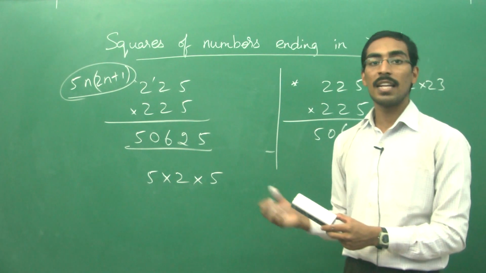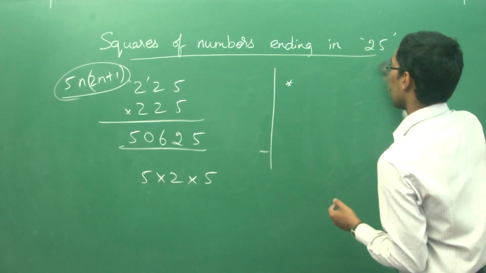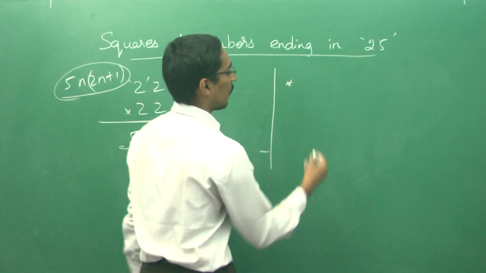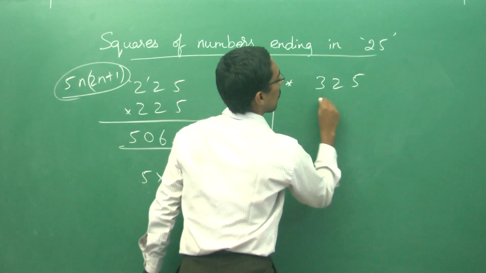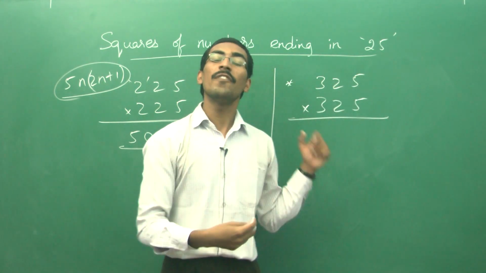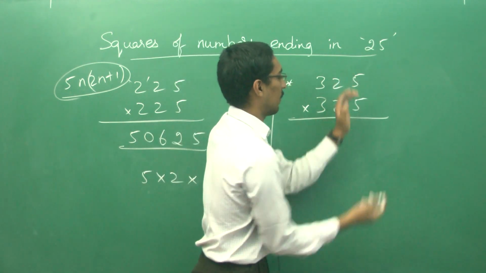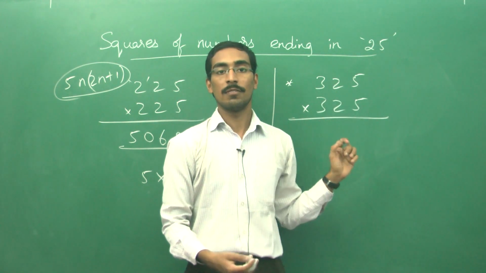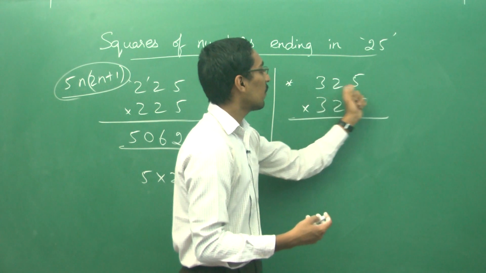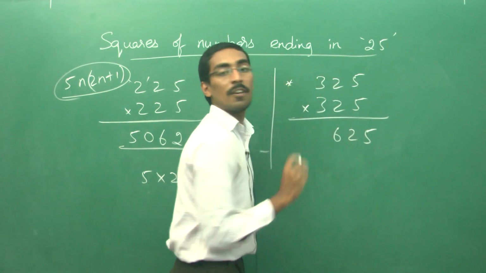Now we will see another example for this. Let us calculate the square of 325 quickly. So here also, if you follow that n into n plus 1, you must do 5 into 5, 25. Then write 32 into 33, which is quite big, right? So to avoid that, I will follow this. 25 square, I will write it as 625. Last 3 digits of my answer.